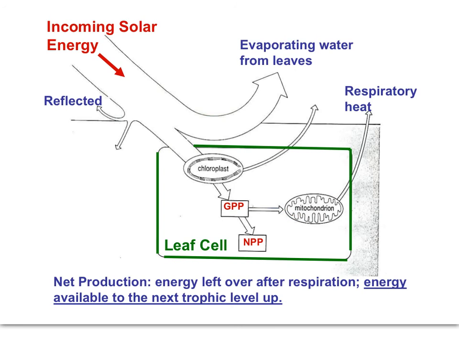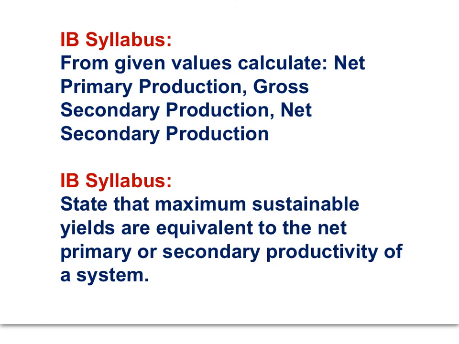Now there's another way to understand net production. If you're thinking about food chains, net production is the energy available to the next trophic level up. In this case, as we look at a plant, NPP is the energy available to the primary consumers. So at this point, you should have a reasonable understanding of these IB syllabus statements. From given values, calculate net primary production, gross secondary production, net secondary production. State that maximum sustainable yields are equivalent to the net primary or secondary productivity of a system. I will strengthen the calculation of values in Part 4.